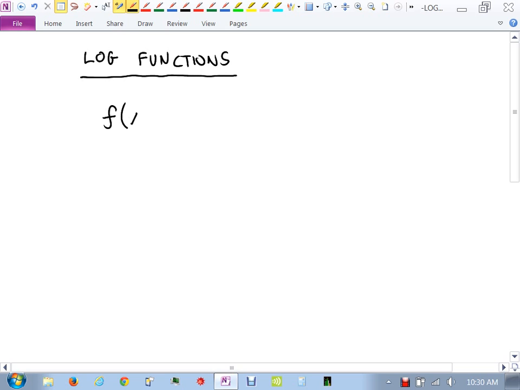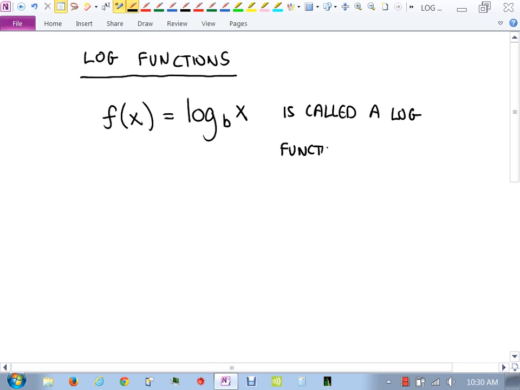A function f of x, which equals log base b of x, is called a log, or logarithmic. I always use log, but some books like to say logarithmic. A log function of base, what do you think? What's my base of that log function right there? B. Just like with the exponential functions, we had base b. Here, log functions have base b.